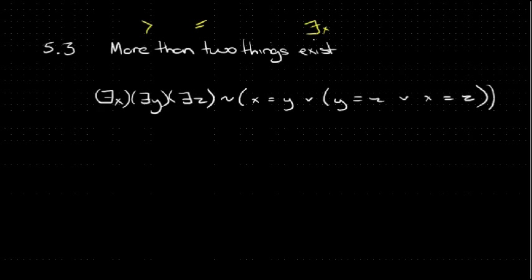A quick question there. Just remember this formulation: if we're saying that more than two things exist, we need to say that there are at least three things, and none of those things are identical. So x doesn't equal y, y doesn't equal z, and x doesn't equal z.